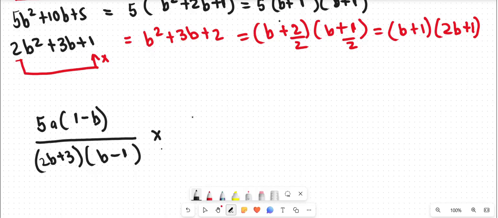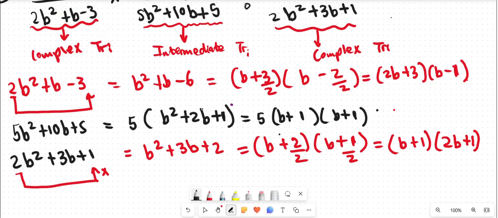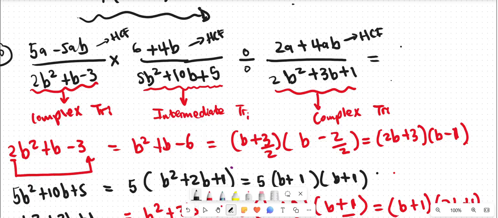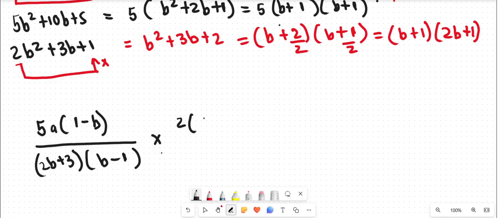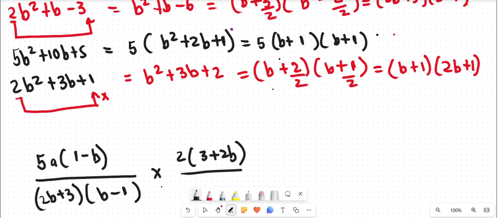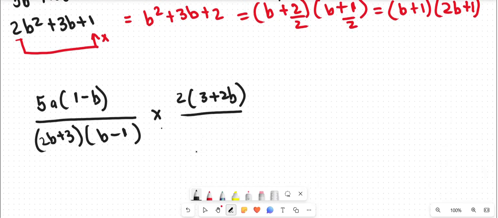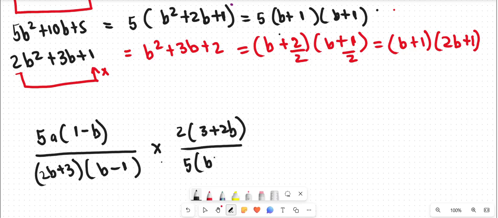This was being times by, if I do this HCF here, I take out a common factor of 2, and I will get a 3 plus a 2b. Then my second intermediate trinomial that was at the denominator was a 5b plus 1 and a b plus 1. And this is all being divided by the HCF at the top.